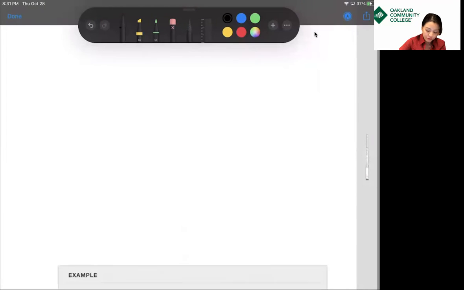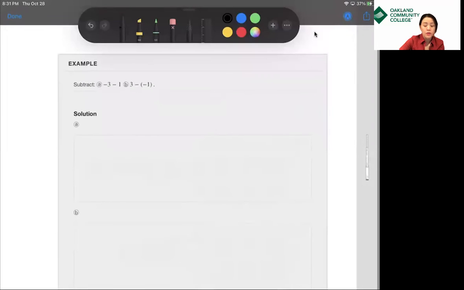Okay. Let's take a look at some more examples. I have negative 3 minus 1. I can rewrite it as negative 3 plus negative 1. That means I'm adding 2 negative numbers, so the sum will be negative, because both numbers are negative. Negative 3 plus negative 1: you have 3 red counters and another 1 red counter. That will be 4 red counters, which is negative 4.